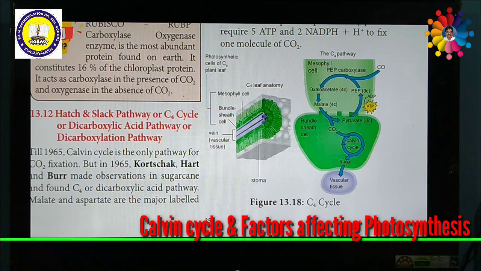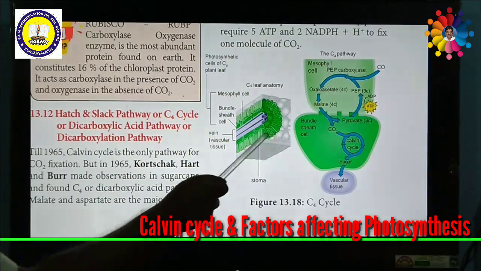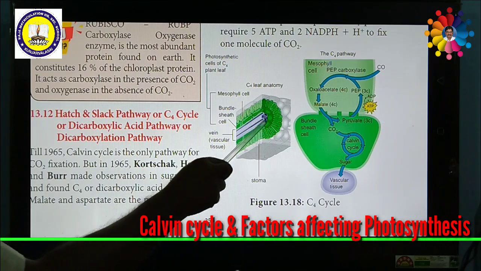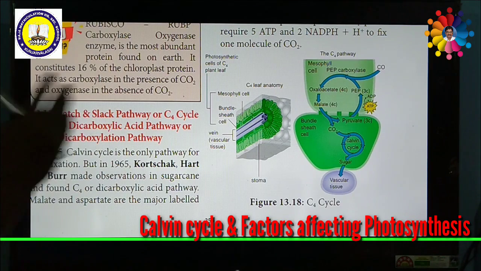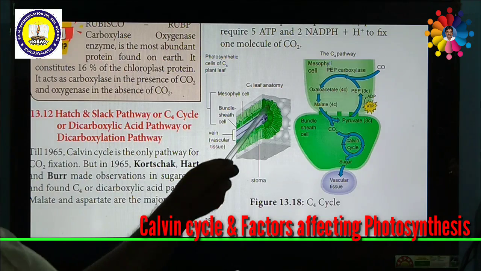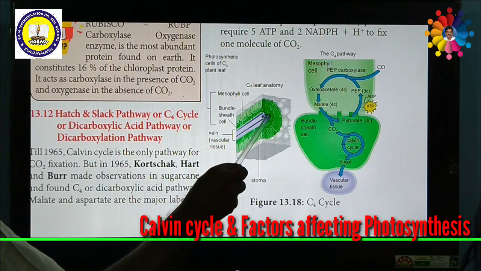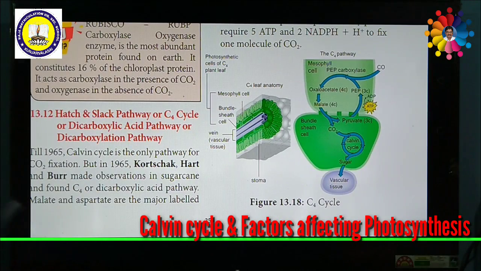Look at the picture. If we take a cross section of a leaf, this is the outer epidermis, then green colored mesophyll, then vascular bundle. The vascular bundle is surrounded by bundle sheath. So here the C4 cycle takes place in two carbon fixations. One carbon fixation takes place in mesophyll cell. So this is mesophyll cell. The second carbon fixation takes place in bundle sheath. So this is second carbon fixation. So this is called as C4 cycle or Hatch-Slack pathway.